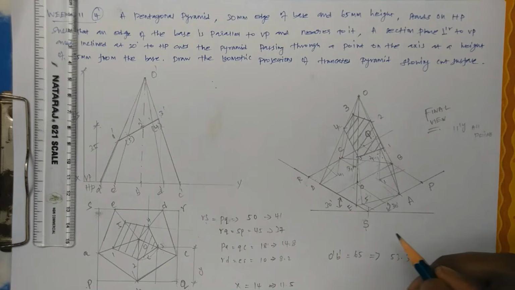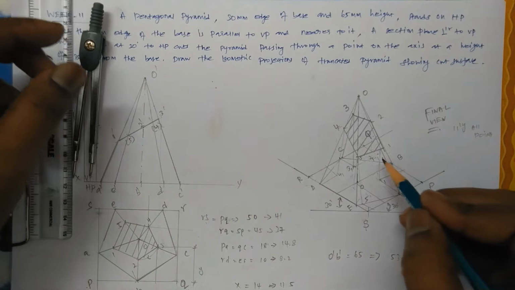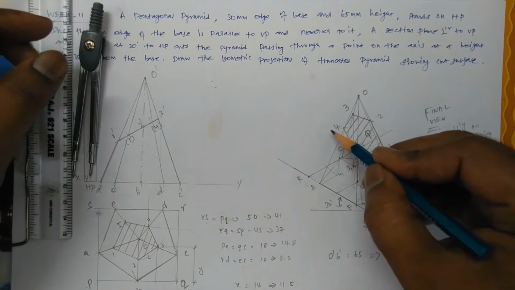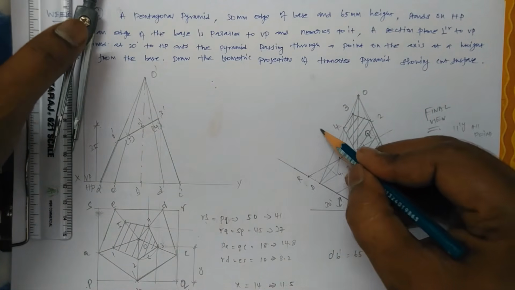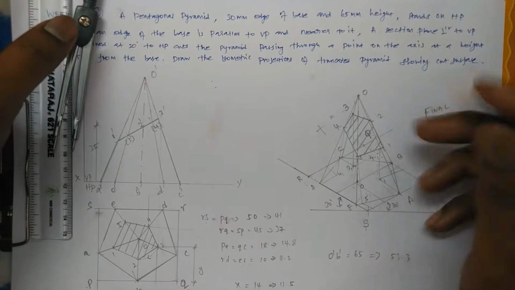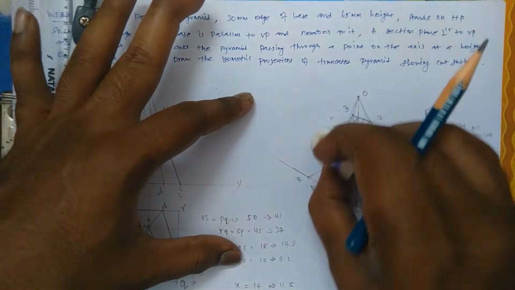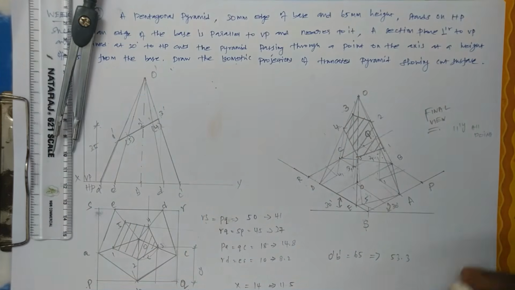Okay. So with that I am stopping. This is the final view of the truncated pyramid. That's it. So the emphasis I am giving, X and Y, it's very important. So with that I am stopping. This is the final view of the truncated pyramid. Thanks.